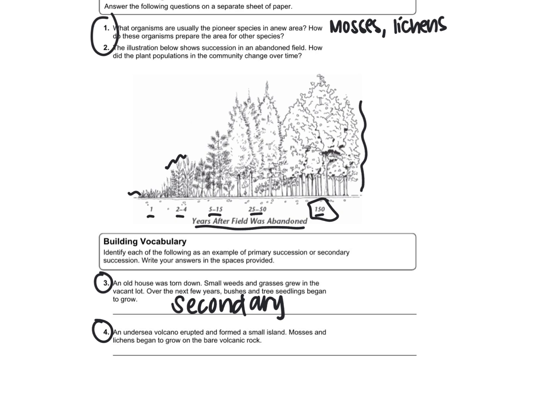In our second one, an undersea volcano erupted and formed a small island. Mosses and lichens began to grow on the bare volcanic rock. Well, it formed a small island, and mosses and lichens were there, which reminds me of the notes we took where we said mosses and lichens are pioneer species, meaning they're the first species. So that tells me we have primary succession.